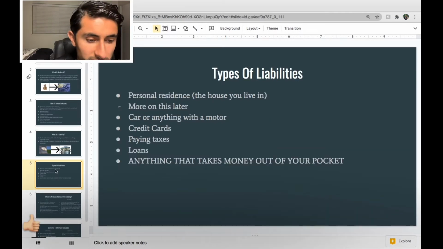So here are some types of liabilities. The first one would be a personal residence, the home you live in, and I'll go into more on why this is a liability later in this video.